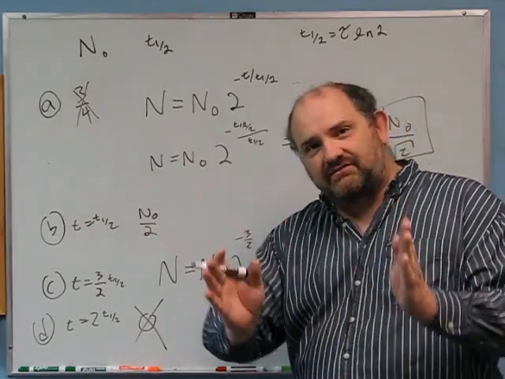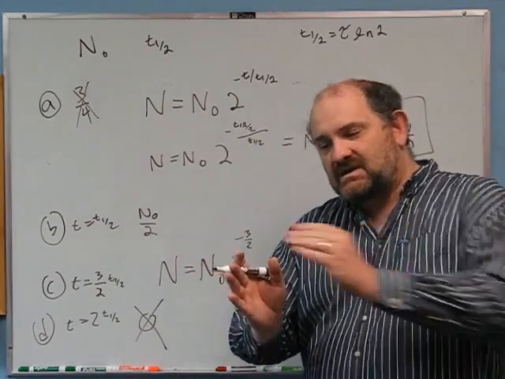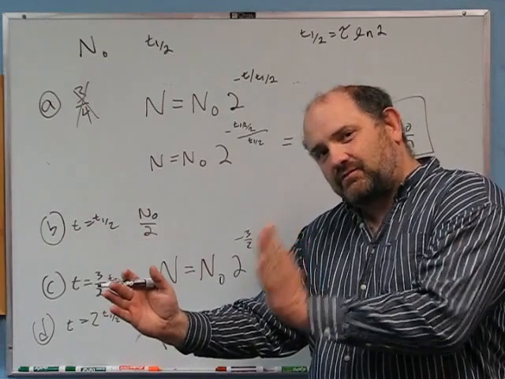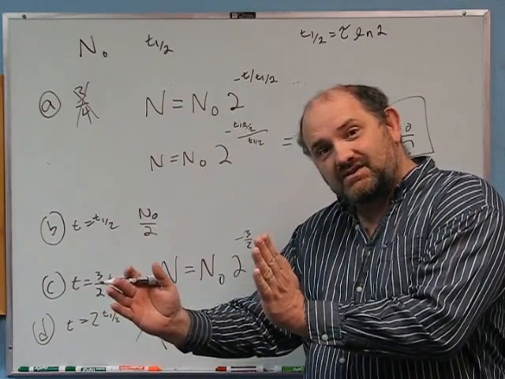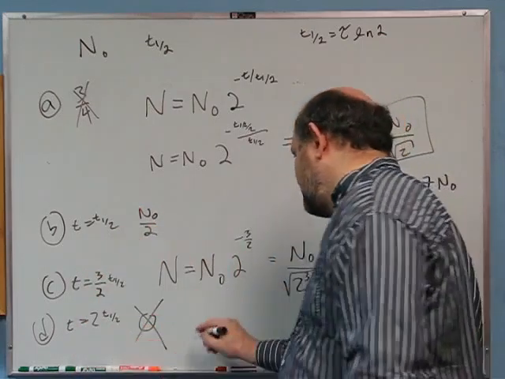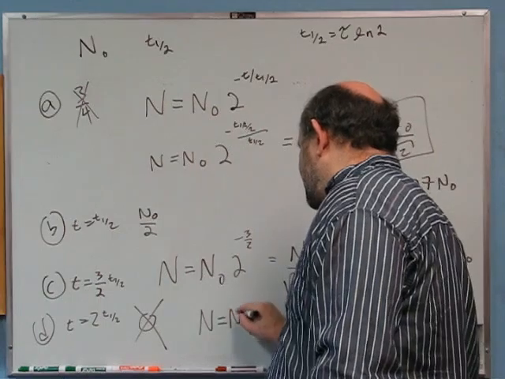So in the first half-life, half of them go away. So now you're starting with half as many. In another half-life, half of what's left go away, so you'll have a quarter of what you started with, right? Because half of half is a quarter. If I did the math, I'll get the same thing.